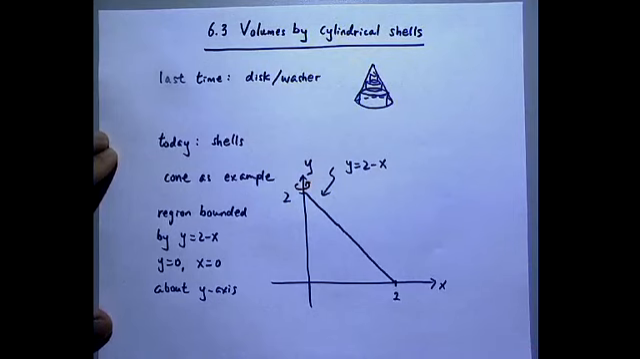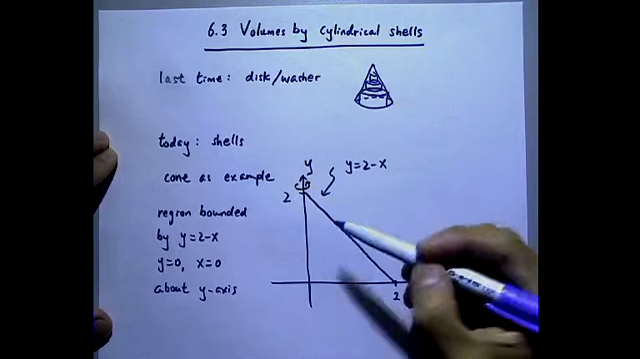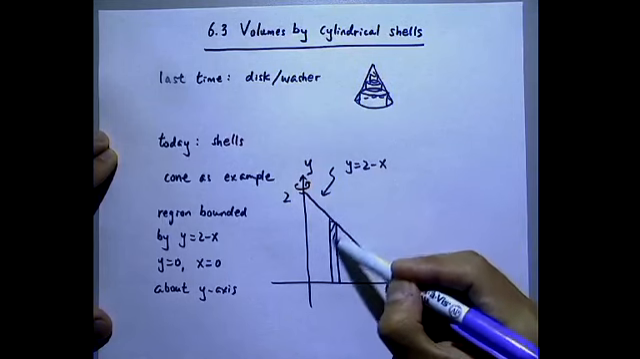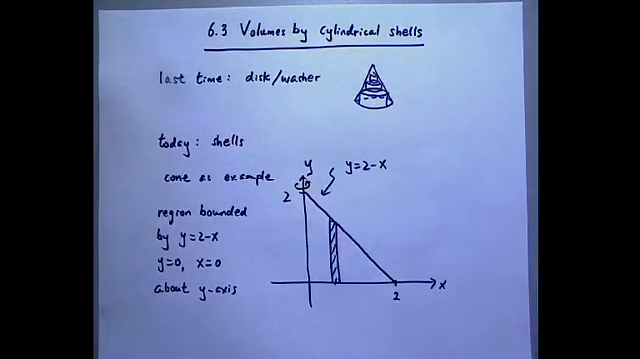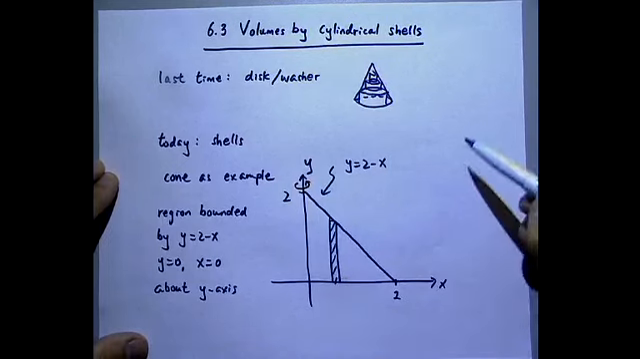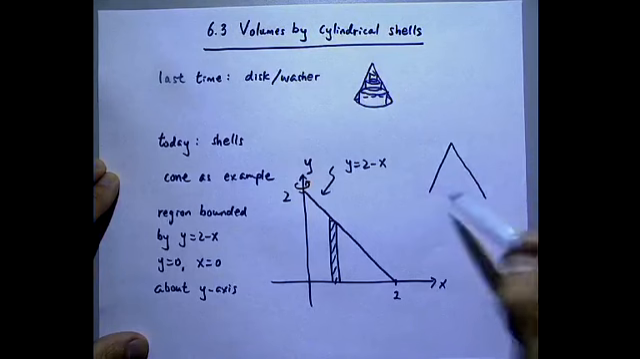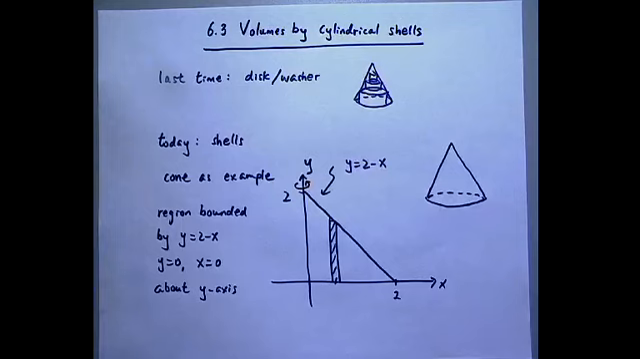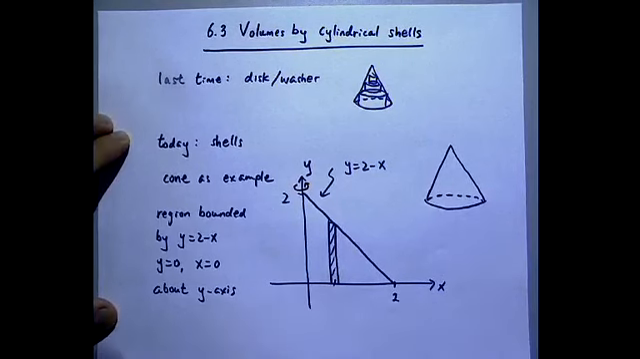So notice what happens if I set up a rectangle that's parallel to the axis of revolution this time. First of all, when we rotate this, we know we're going to get a cone out of it. So here's the end product. Last time with the disk and washer method, remember the rectangle was perpendicular to the axis of revolution. This time we're going to make them parallel to the axis of revolution. And watch when we spin this rectangle around the y-axis.